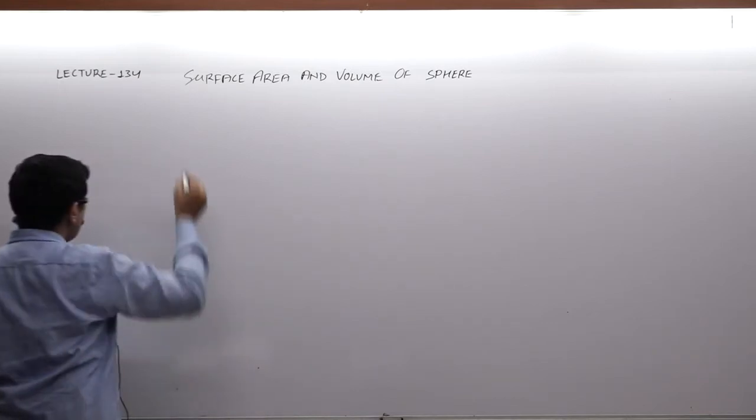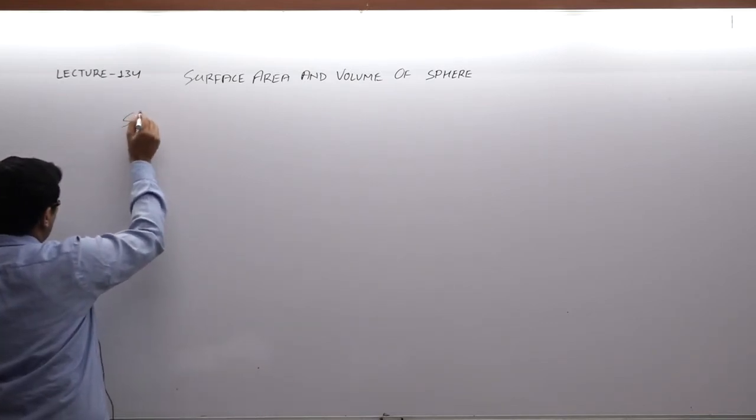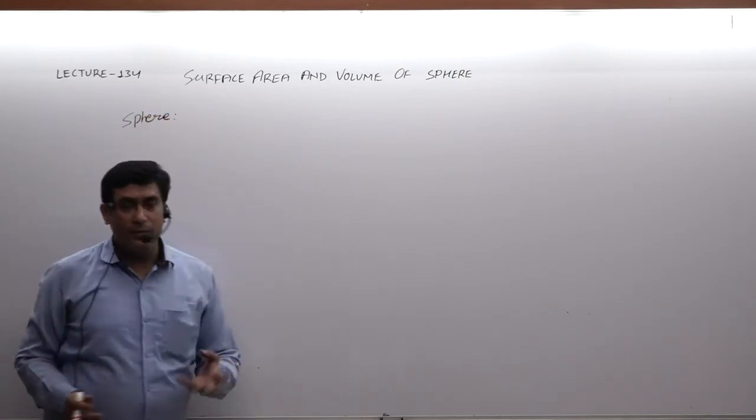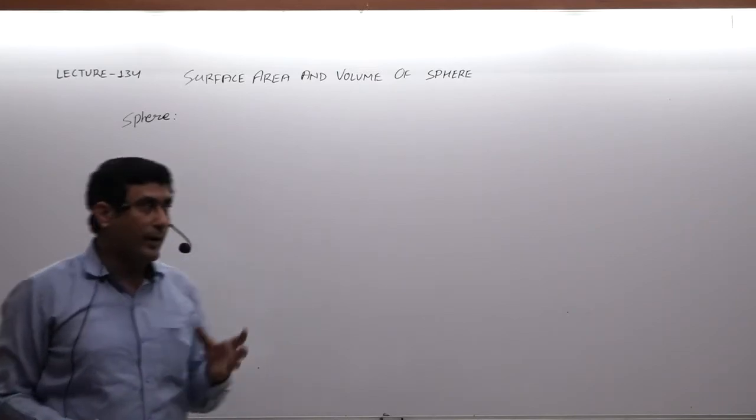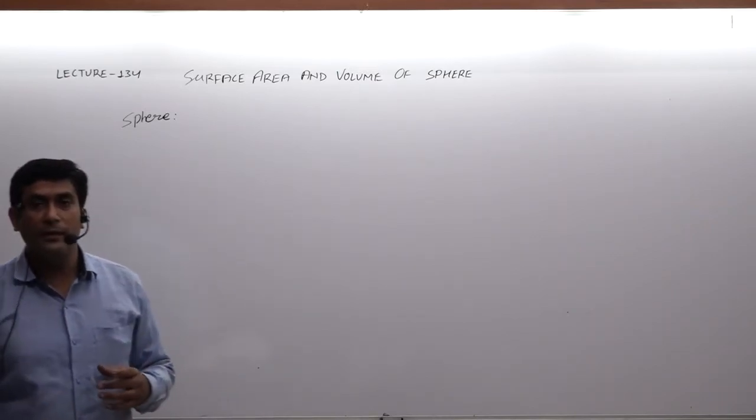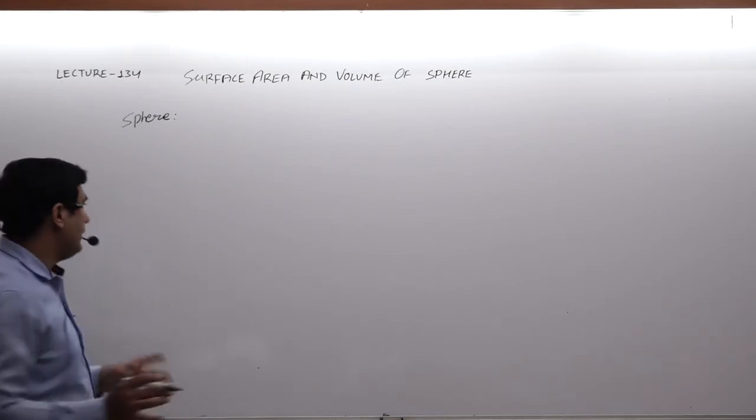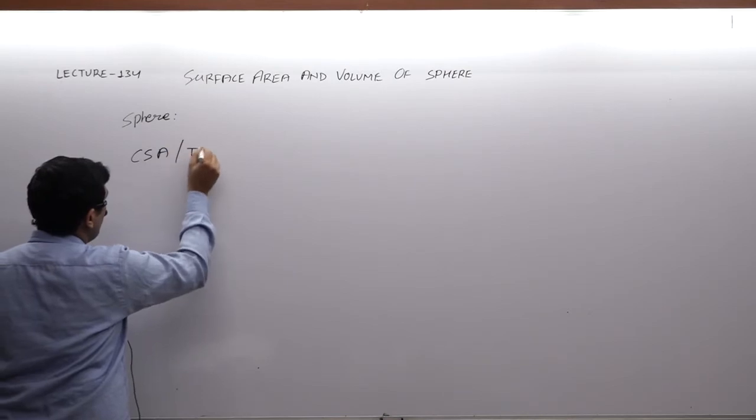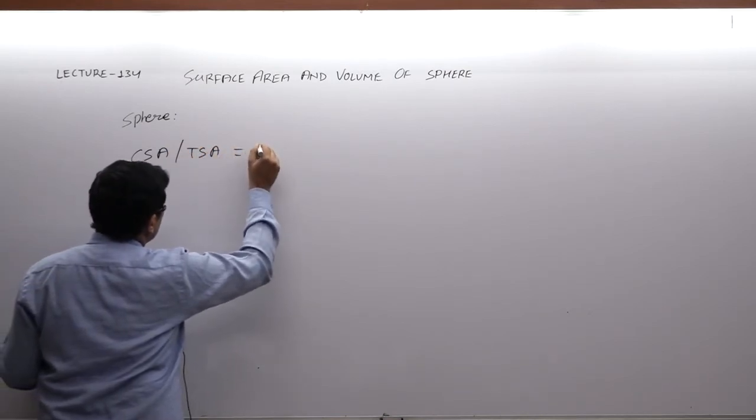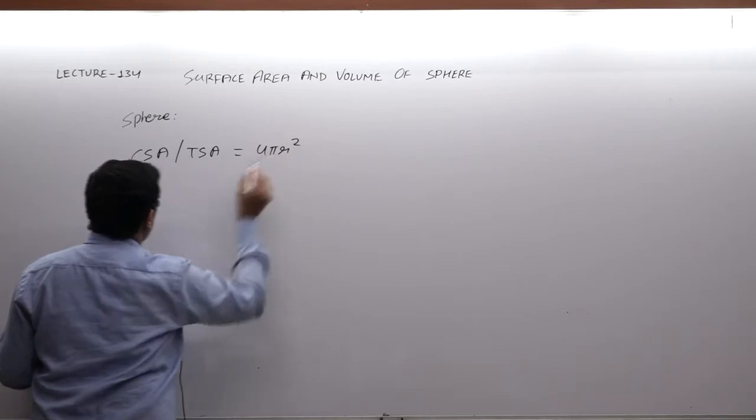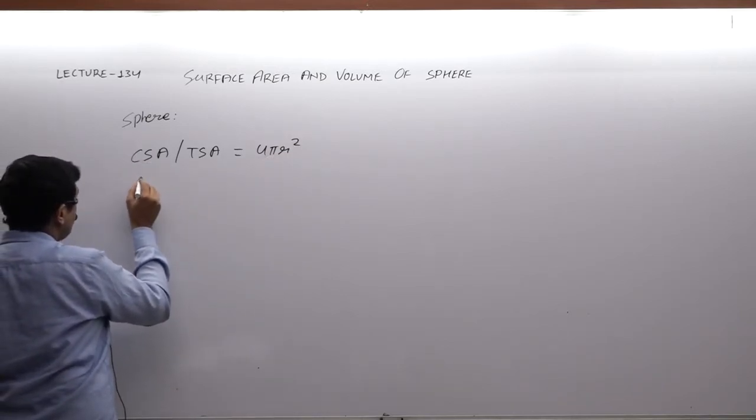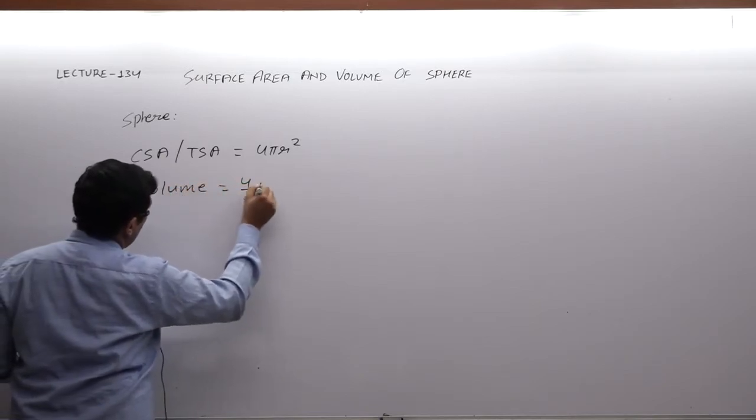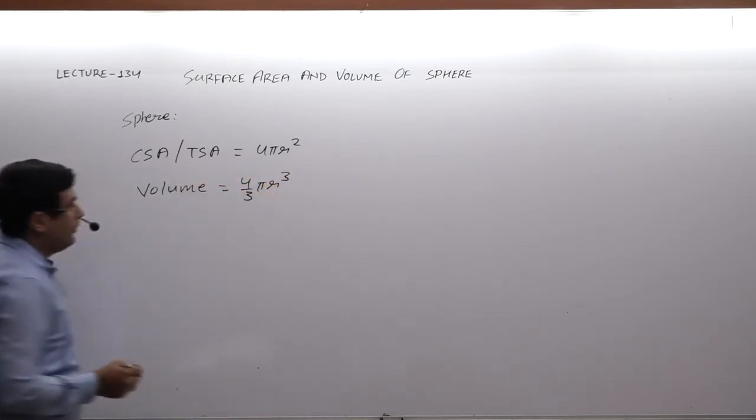Okay, so if you observe a sphere, or if I say a solid sphere, like a ball, you will find that it has only one surface. Either we will say it's curved, or we will say it is total. It is the same thing. So curved surface area or total surface area for a sphere is 4 pi r square. Then its volume is 4 by 3 pi r cube. This is the volume of the sphere.